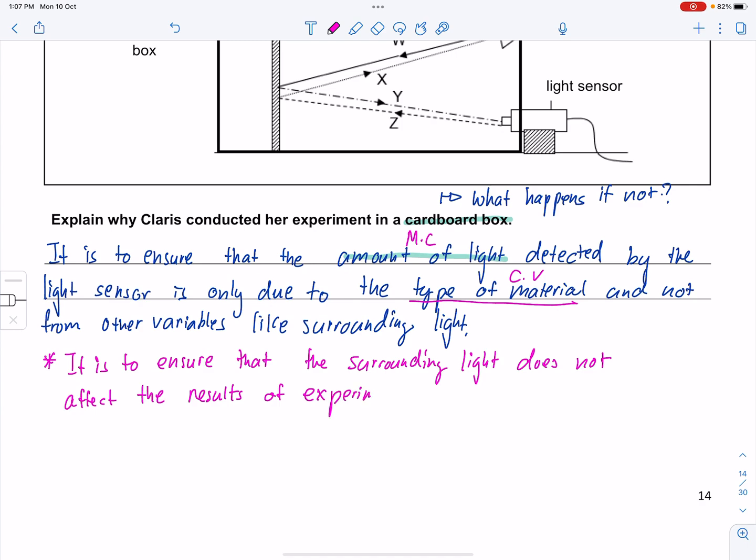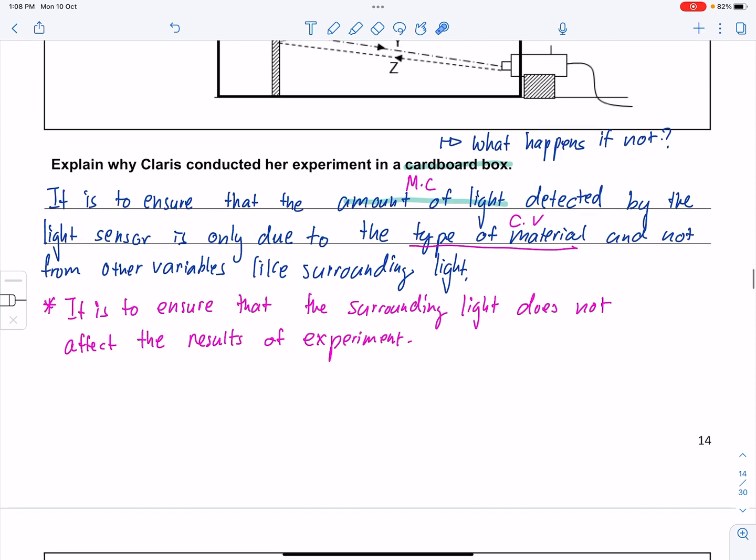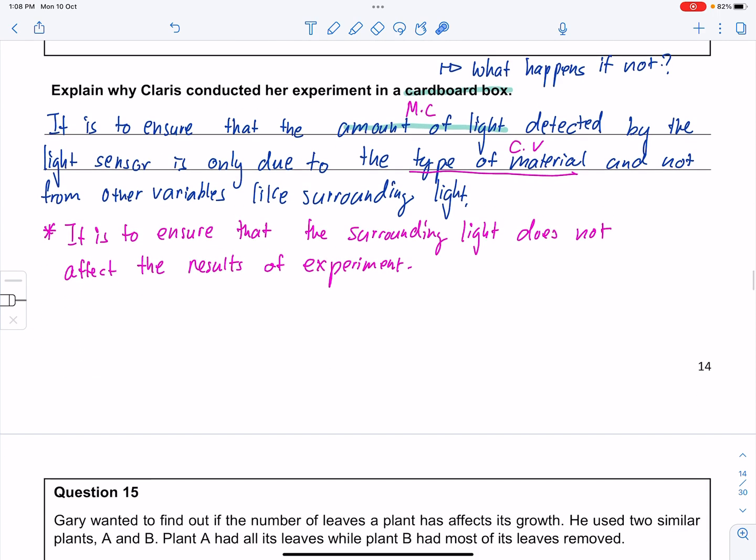So whether you pick the first answer or the second answer, what you realize is that you cannot just say, oh, so that is a fair test. You must tell me how the cardboard makes it a fair test. It basically prevents the surrounding light from being detected and affecting the results. Okay? That's the commonality.